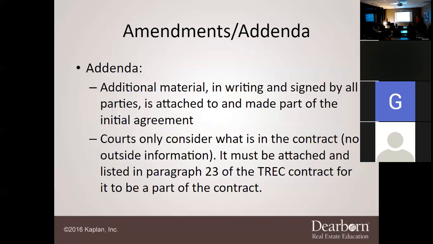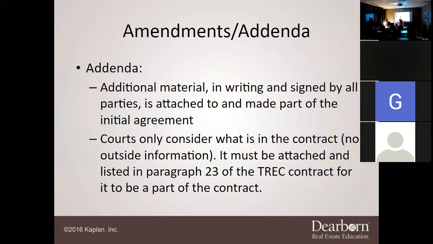Now, an addenda, like we said, and Jared put it, it's to add. Okay, we're adding additional material, and it's going to be in writing and signed by all parties, and it's going to be attached to and made part of the initial agreement. Now, courts only consider what is in the contract and no outside information. So it must be attached and listed in paragraph 23 of the contract for it to be part of the contract.